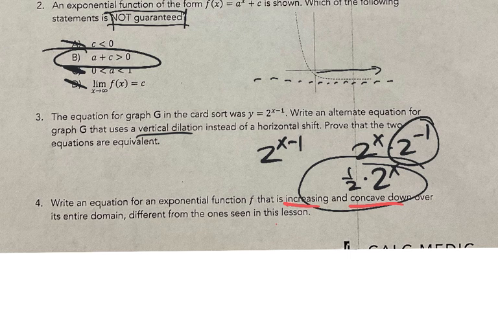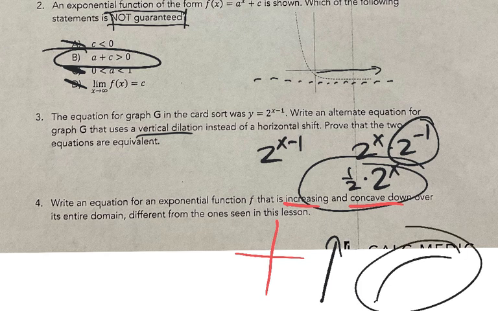Okay? And 4, write an equation for an exponential function that is increasing and concave down over its entire domain. So what needs to happen for it to be increasing? From left to right, the y's must go up. What has to happen for it to be concave down? It must be shaped like an upside down bowl. Is this increasing? No. It is increasing. Is it concave down? Yeah, it is. So I need something that looks like this. So can you write an equation for me that looks like that?